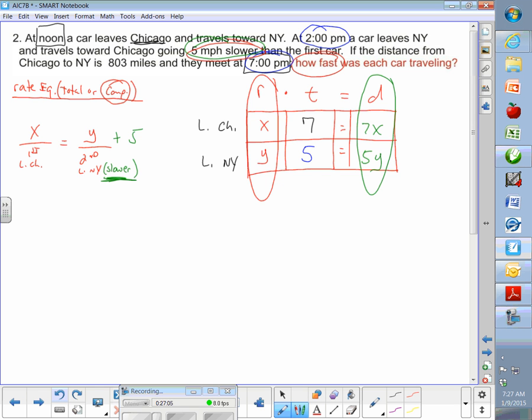Okay, we got our first equation. I know you're saying, wow, there's a lot to this. Yeah, I know. But you can do it. It just takes some structure.